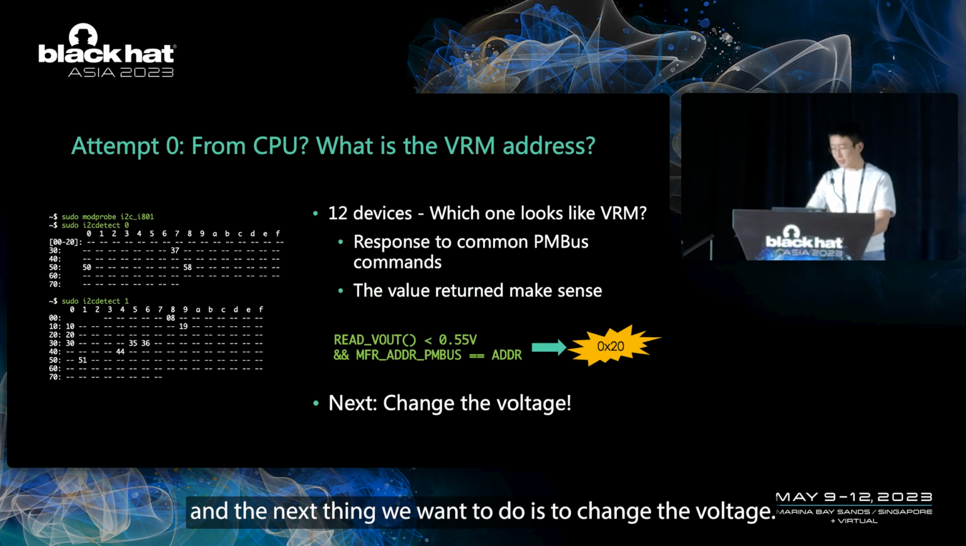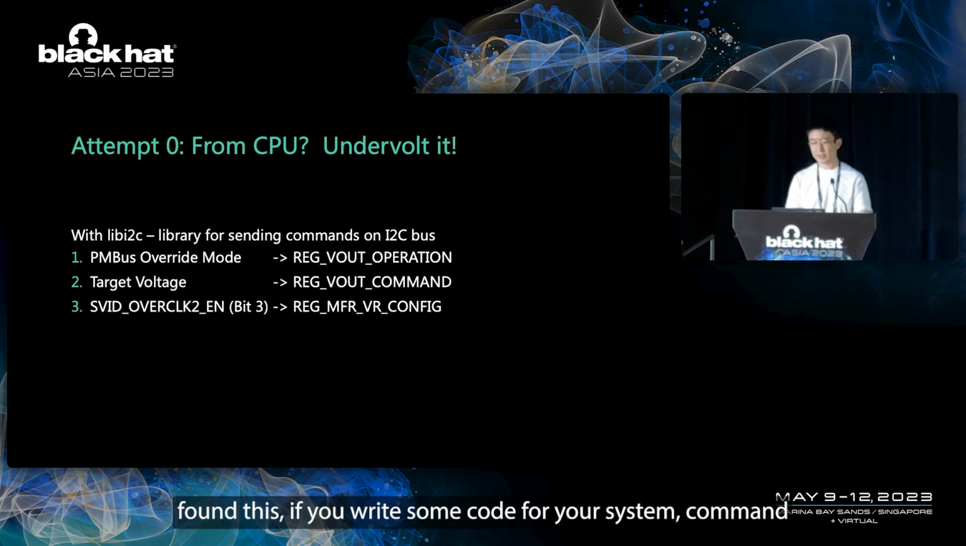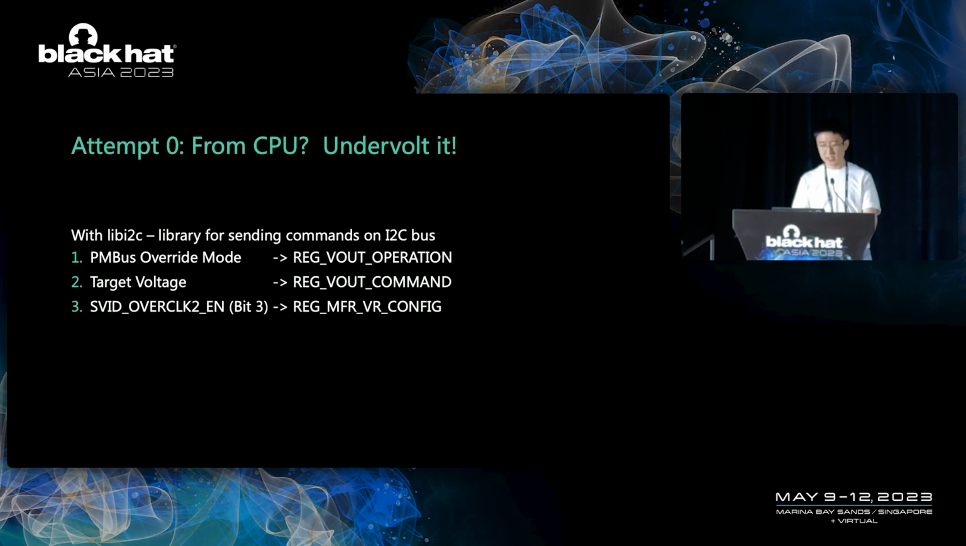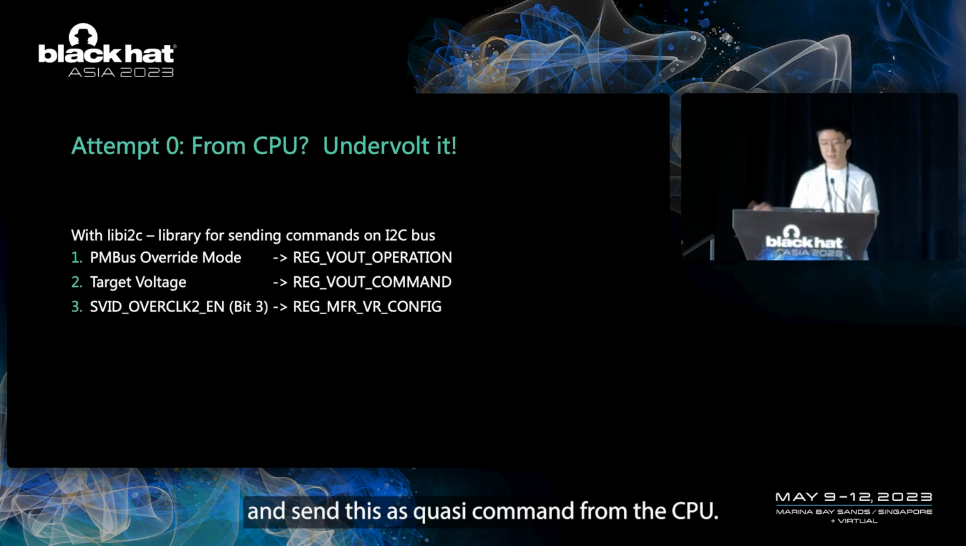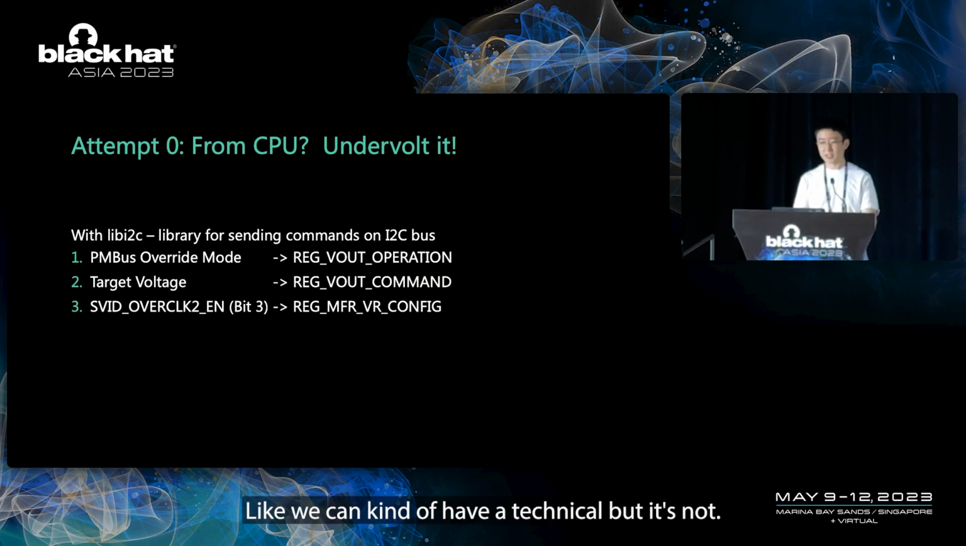And the next thing we want to do is to change the voltage. This is also sent from the CPU. We write some code to use this PMBus command to change the voltage, and send this command from the CPU. You may think this will lower the CPU voltage to a value where it can have a fault. So you may think this is kind of easy, like we can have an attack now, but it's actually not.